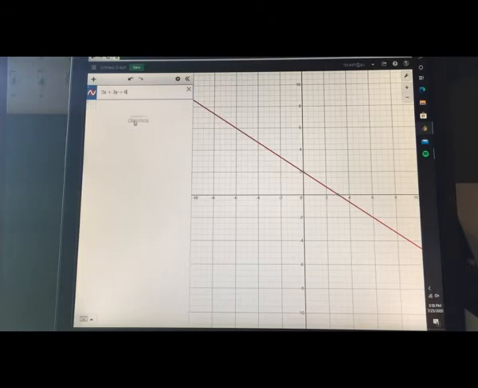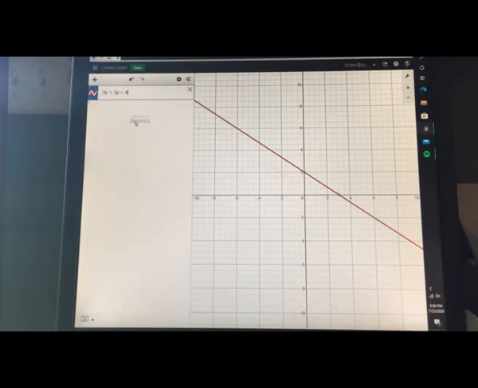Desmos does make things a lot easier. The problem with Desmos is I think it does too much, and sometimes kids rely on it as a crutch instead of a tool, and that causes some problems down the road. So please don't use Desmos to shortchange yourself. You really need to learn the skills.